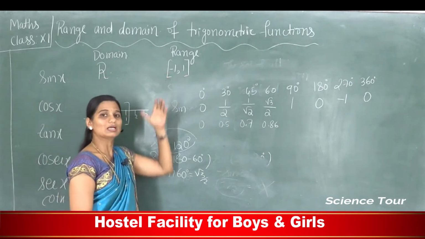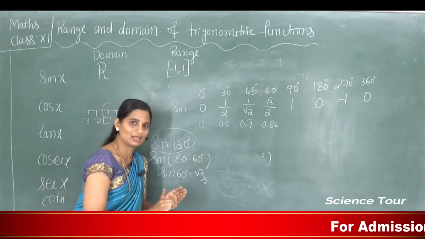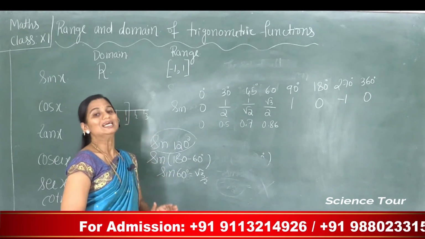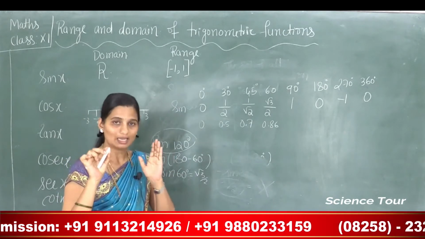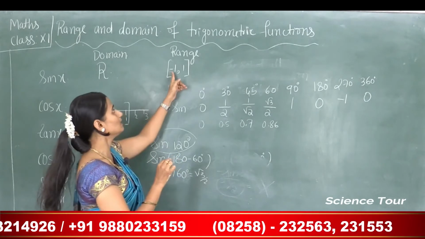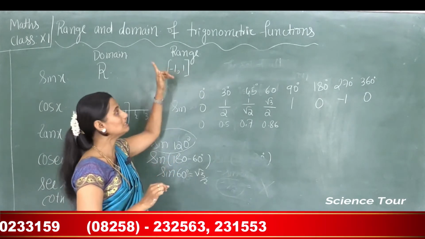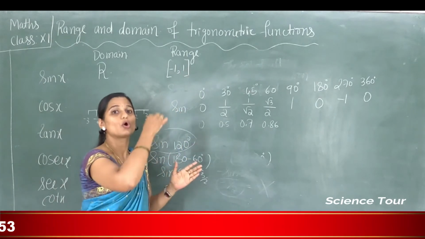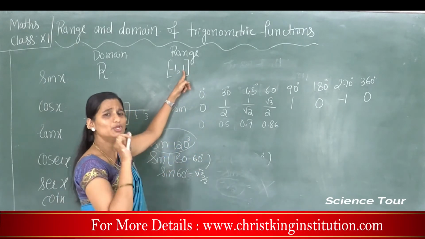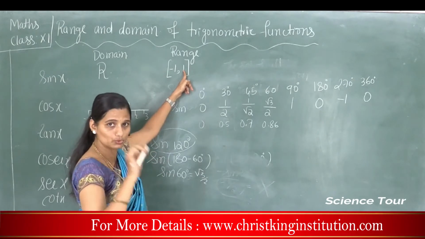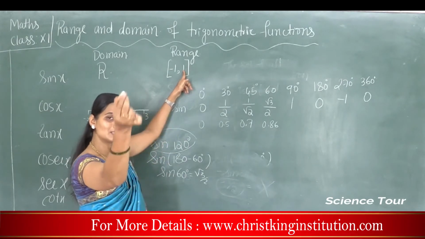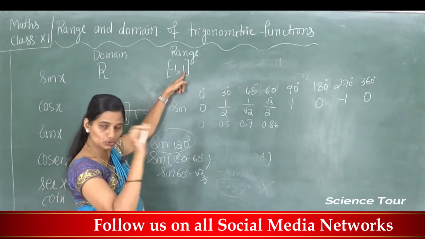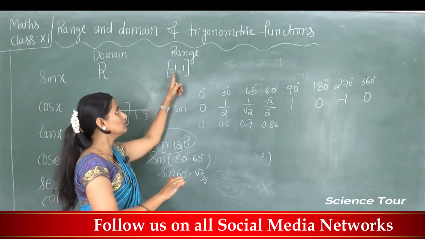Range is what? Whatever real number you substitute, the value of sine is always within -1 to 1, meaning the closed interval -1 to 1. It does not cross that 1. We don't get an answer equal to 2 or equal to 100. It is always 1 or -1 or within.